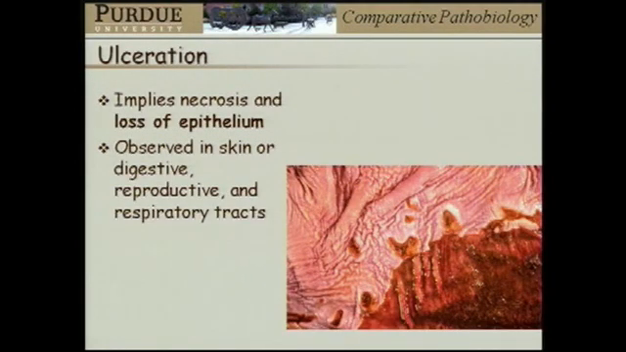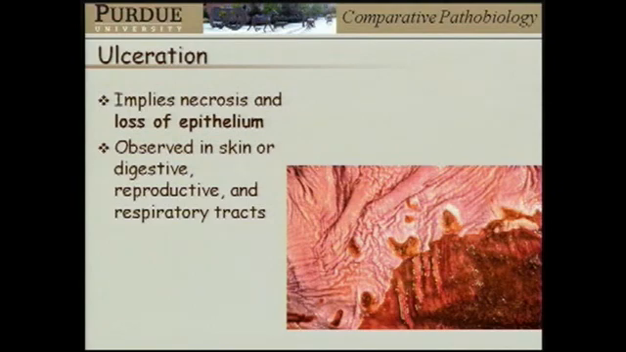Ulceration is another example of necrosis. It implies that there is necrosis and loss of epithelium, so we use it for epithelial surfaces. And we see ulcers mainly in the skin, the digestive tract, respiratory tract, and reproductive tracts.